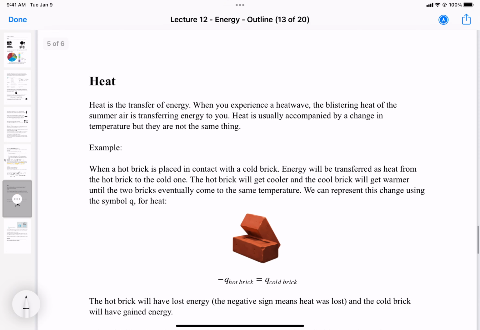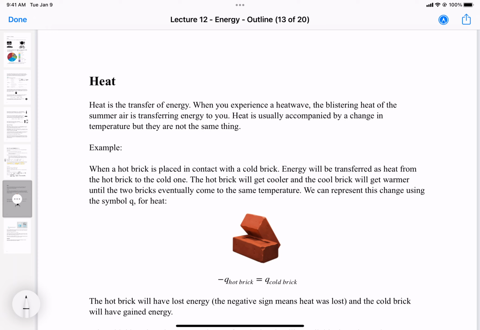All right. Now let's talk about heat. What is heat? You may think, oh, heat is just temperature. Well, that's not quite right to put it like that. Heat is the transfer of energy.